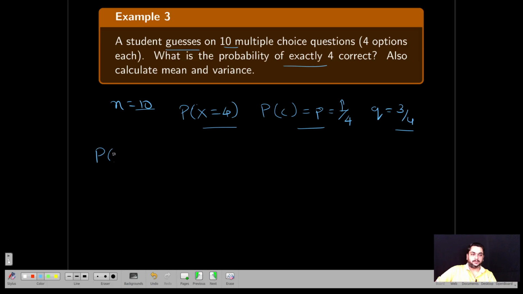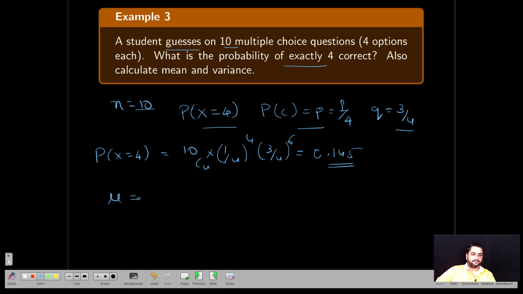So you have to find P of X equal to 4. That is nC4 into 1 by 4 to the power 4 into 3 by 4 to the power 6. So this comes out to be 0.145.